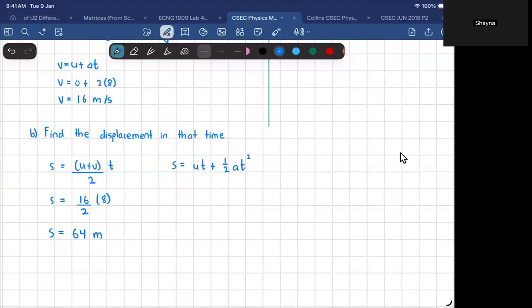Let's use the other one. The other one says u by t, right? So that'll just be 0. You understand why that'll be 0? Yes, sir. Okay. Acceleration is 2, time is 8 squared. So the half and the 2 would cancel off and it's just 8 squared. 8 squared is 64. So yeah, you did good.